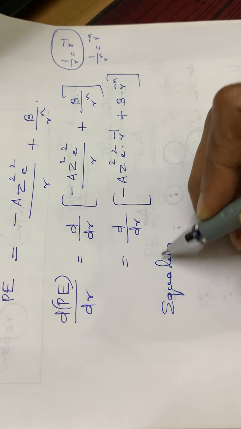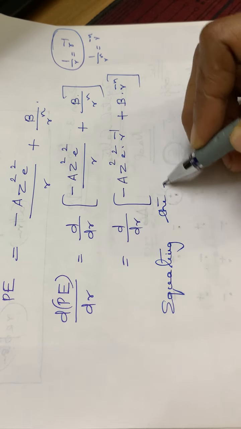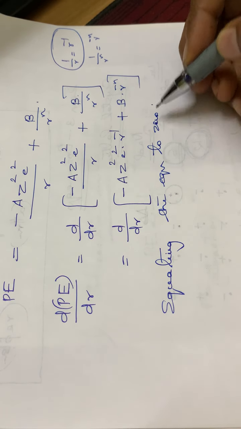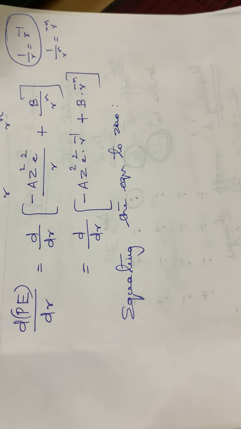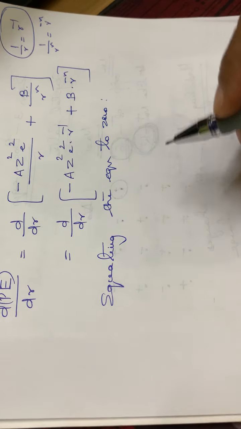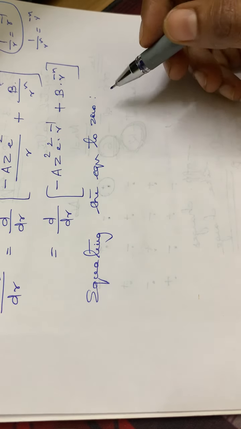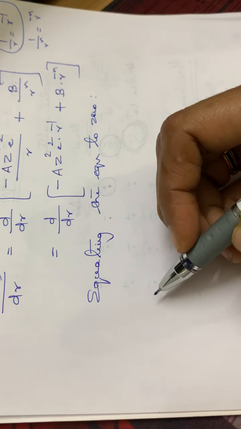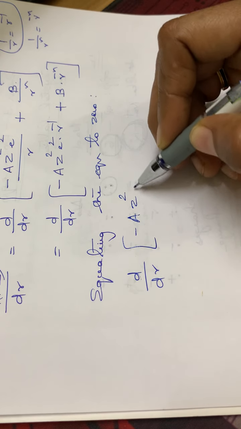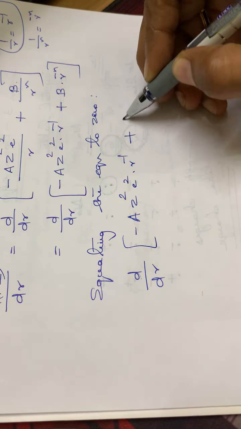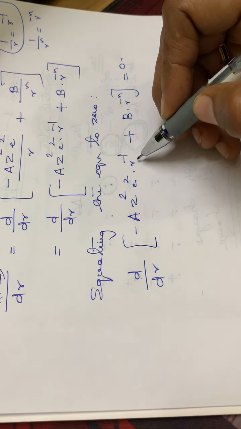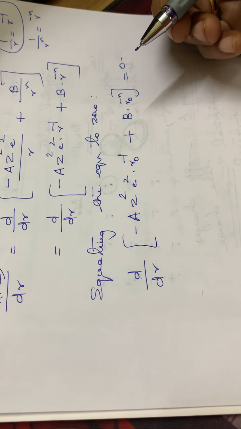So equating the equation to 0. See, while using derivations, you have to write what you are going to do. You have to write the procedure, whether it is equating or differentiating or integrating, whatever it is, you have to write the steps also. So here, equating the equation to 0, that is d by dr of minus A Z square into E square into r raised to minus 1 plus B into r raised to minus n, is equal to 0. And again, r we denote as r0.